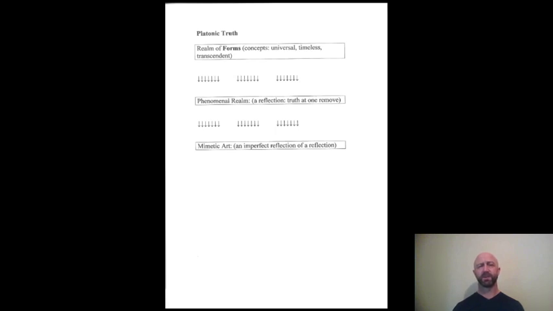What I've got up on the screen in front of you right now is a diagram of Plato's view of the universe, of how things exist in our world. And if you've ever read Plato's allegory of the cave, you've got a kind of head start on other people. But if you haven't, let me try to explain this to you in the best way that I know how.